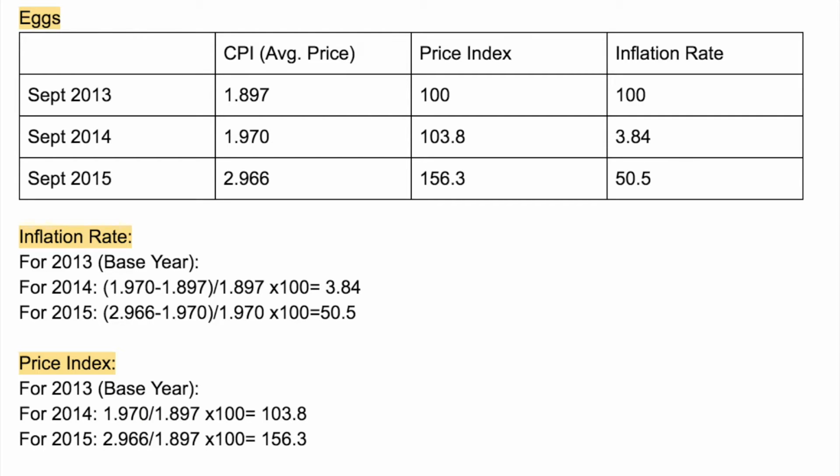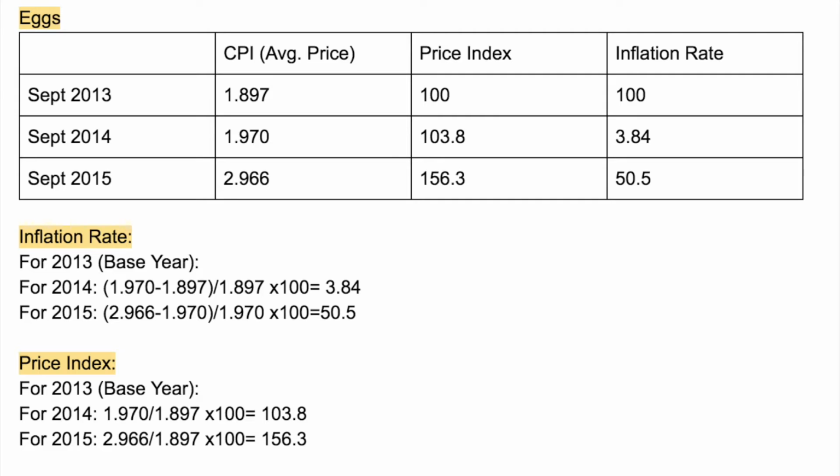For the price index, for 2013, the base year is 100, like we stated for the reference base period. For 2014, we got the current period price, which was 1.970 divided by the base period price, which was 1.897 times 100, which equaled 103.8 for the price index for 2014. For 2015, we got the current period price of the cost of the CPI basket, which was 2.966 divided by 1.897 times 100 equals 156.3 for the price index for 2015 for eggs.